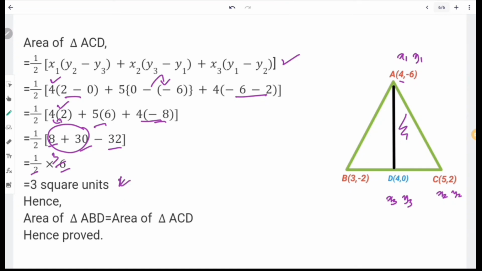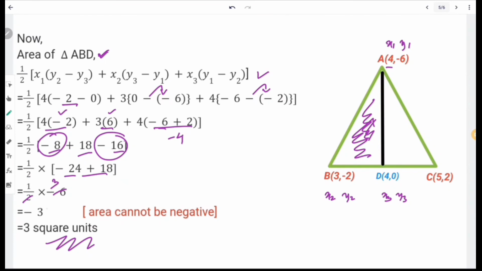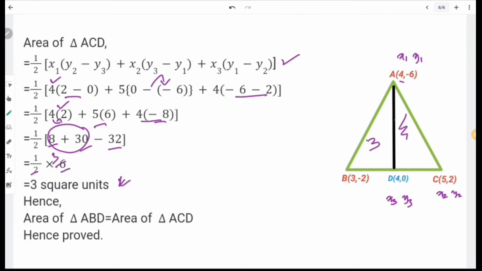So when we were trying to find the area of this, how much did we get? We got 3 square units, right? We got this as 3, and when we found the area of this again, we got 3. All right, so we have shown that the area of triangle ABD equals the area of triangle ACD. So we have proved that this median divides the triangle into two equal parts.